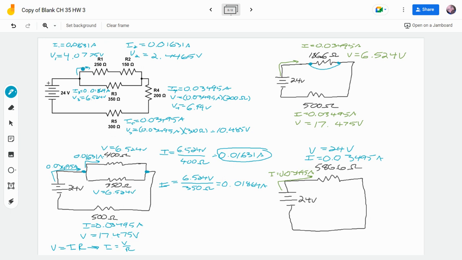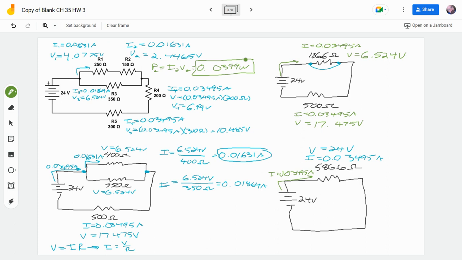Well, not quite all of the things. You still need to do the powers, P equals IV. And this video is getting long, so I'm just going to skip doing all of them. How would we figure out these? Well, I've got room to do it here for R2. Let me say P2 is going to be equal to I2 times V2. So 0.01631 times 2.4465 is equal to 0.0399. And this is a power, so this would be watts.